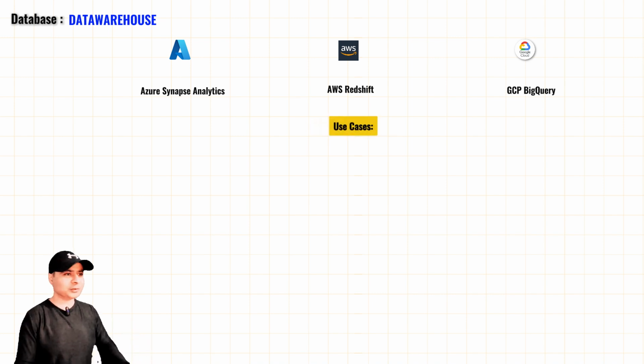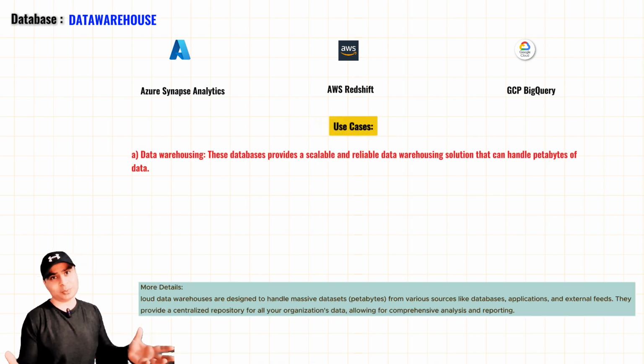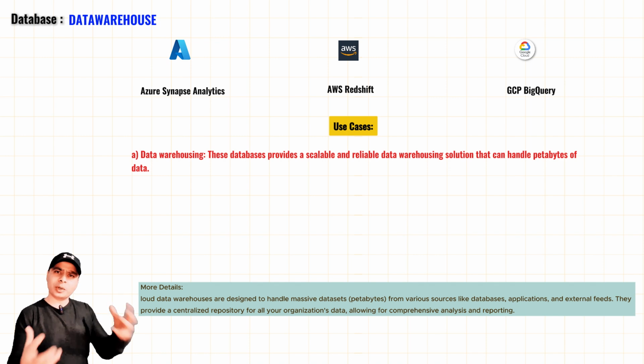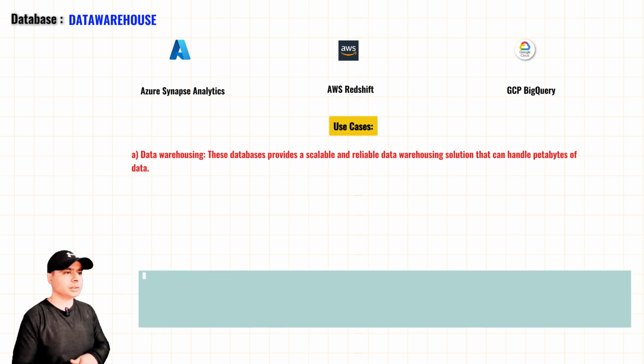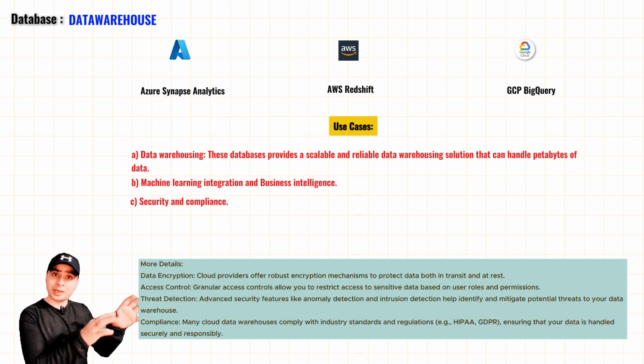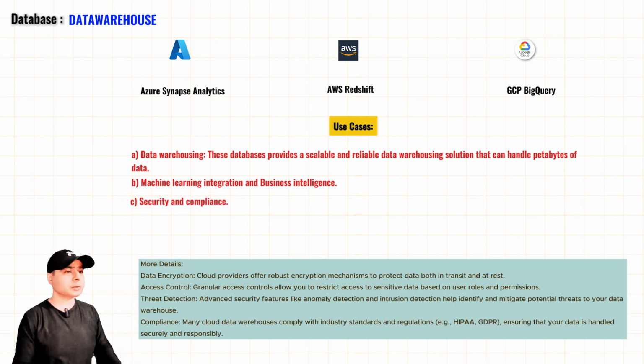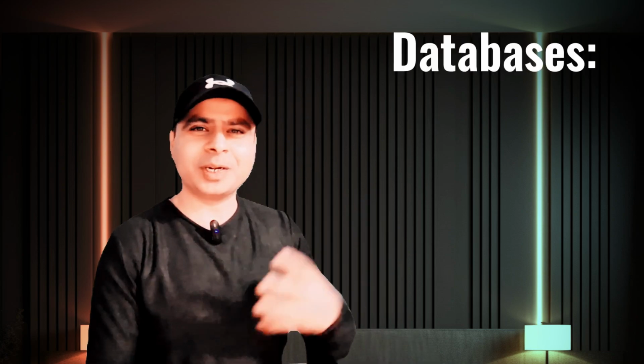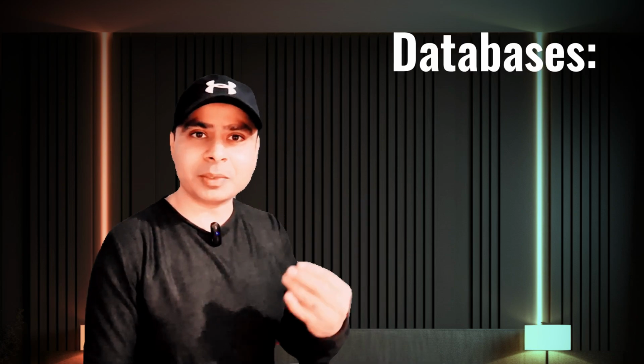And what are the use cases for the same? Well, first one is, of course, data warehousing. So in case you really want a database which offers a scalable, reliable data warehousing solution, then these are your choices. Machine learning integration and business intelligence can be other choices, along with security and compliance. So these databases offer advanced security features such as data encryption, access control, and threat detection. So these are the top 4 categories of databases that we learned in the database category.